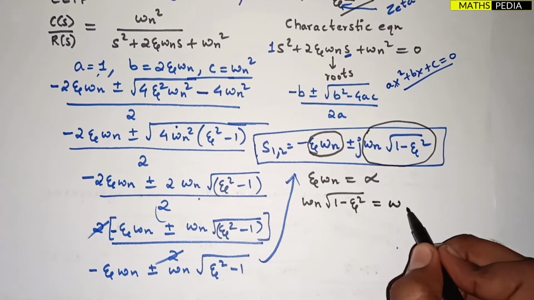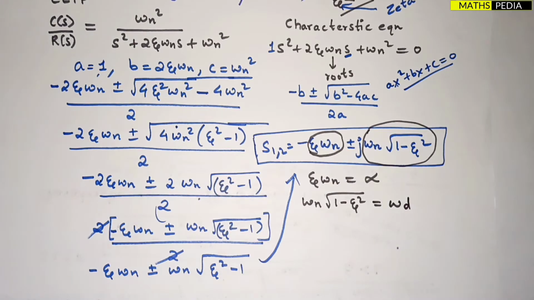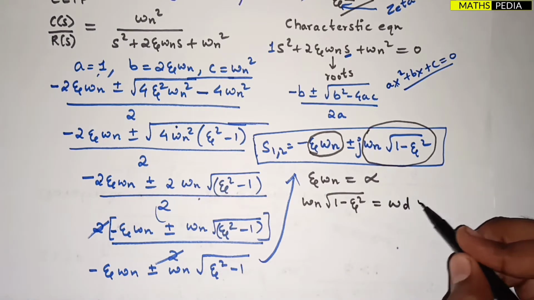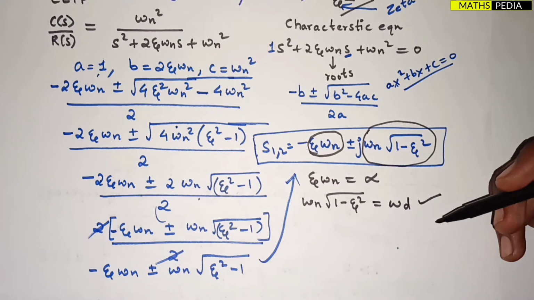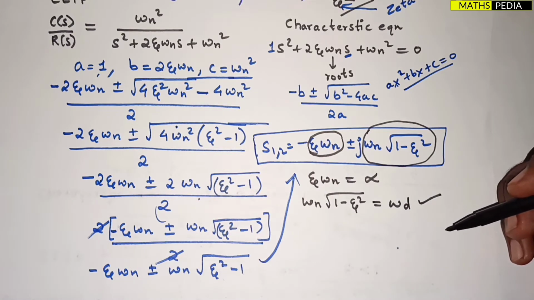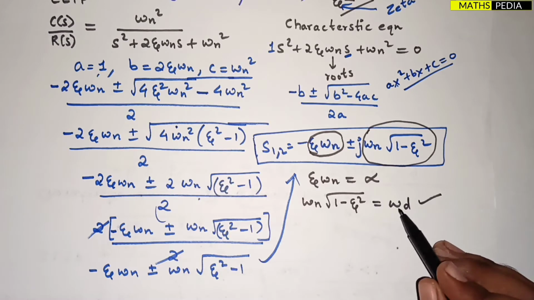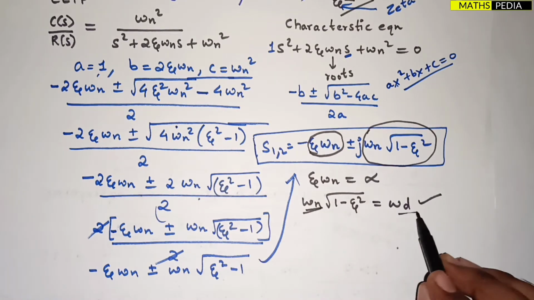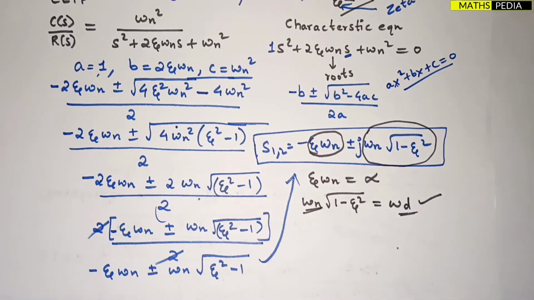Omega d. Omega d is nothing but the damped frequency of oscillation. This is the natural frequency, this is damped. There is a difference. Both are frequencies only, but this is natural, and this is damped.